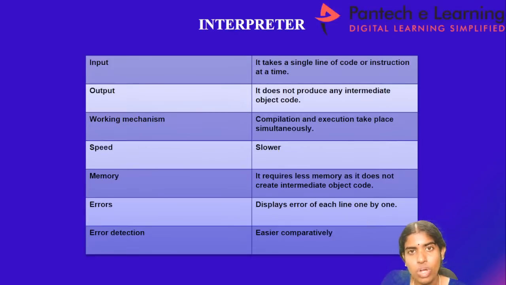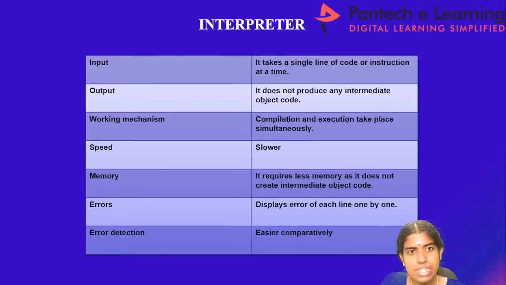What is the use of all these types of high level programming languages? I was discussing with you about different types of high level programming languages. What is the use of Python language, Java language? It is going to take a single line of code or instruction at a time. And for output, it does not produce any intermediate object code. All these are the different units that are present in an interpreter.